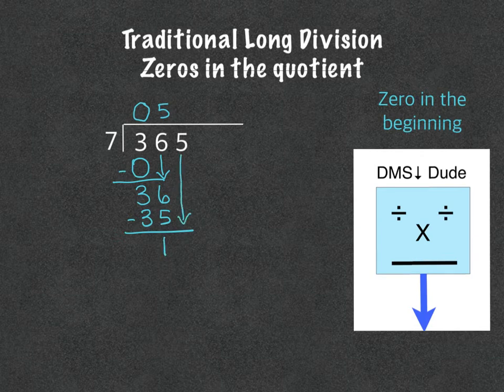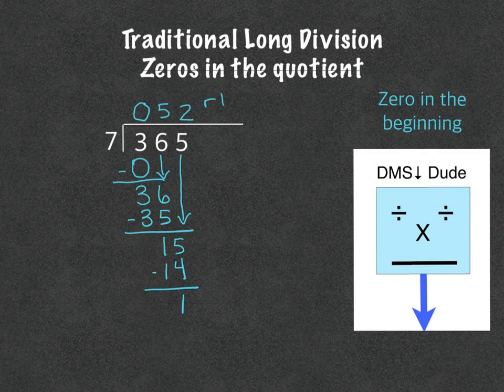Bring down my 5. 7 goes into 15. How many times? 2 times. 2 times 7 is 14. I'm going to subtract and get 1. So my answer here is 52, remainder 1.